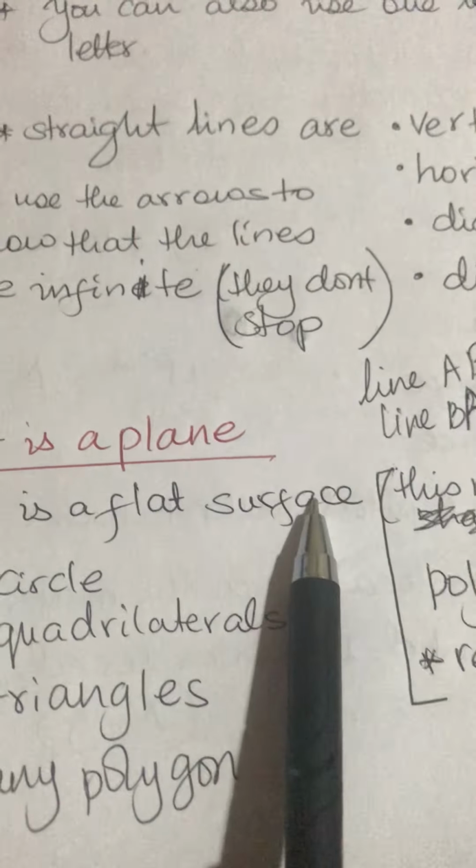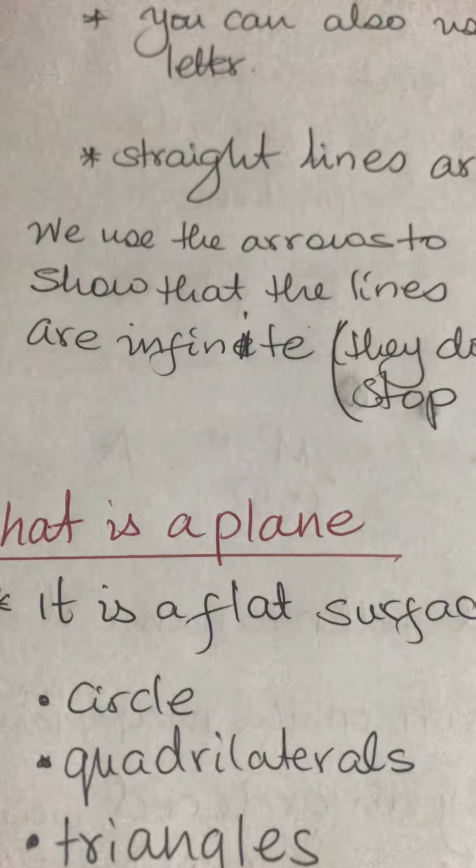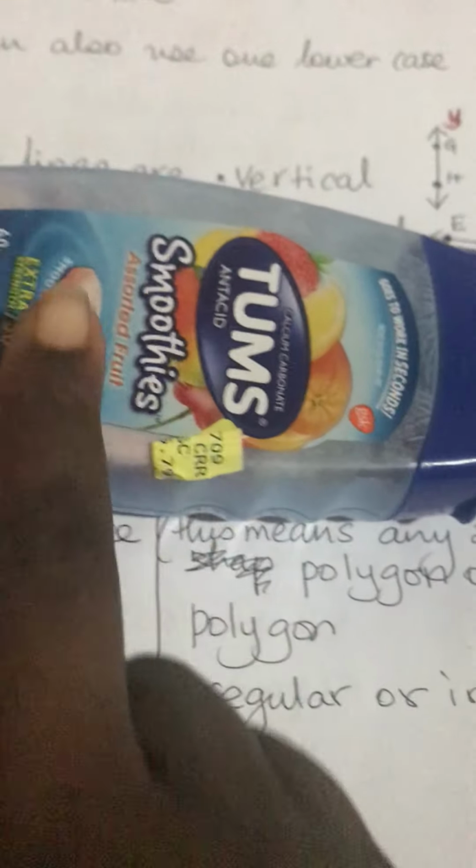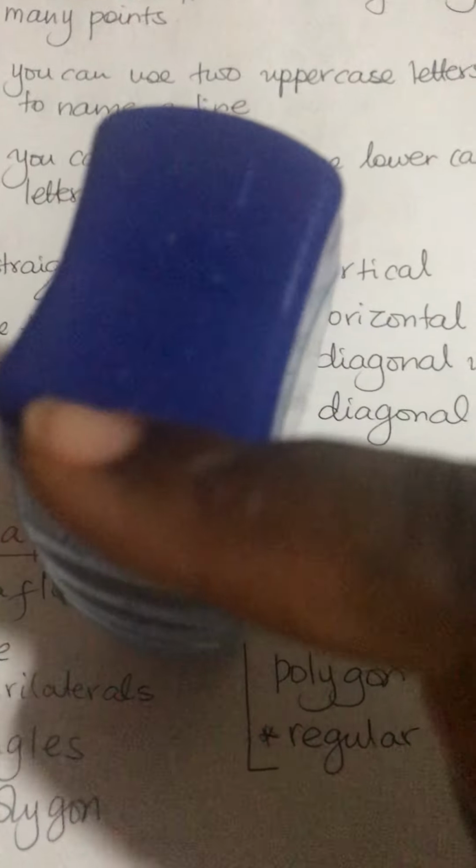A plane is a flat surface. Flat. Okay? So, see my container? This is a plane. It is flat. This is two planes because this is one flat and this is another. So because it goes inside, this makes it two planes. This is not one plane.